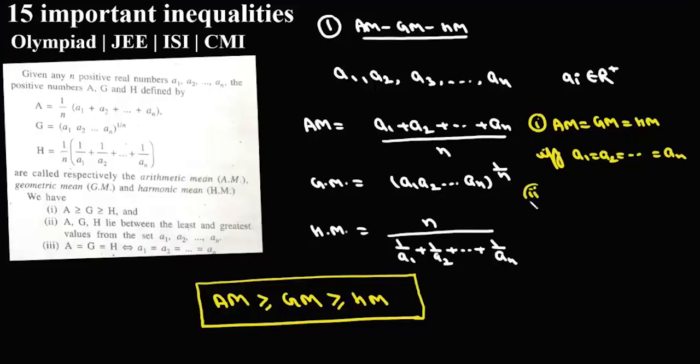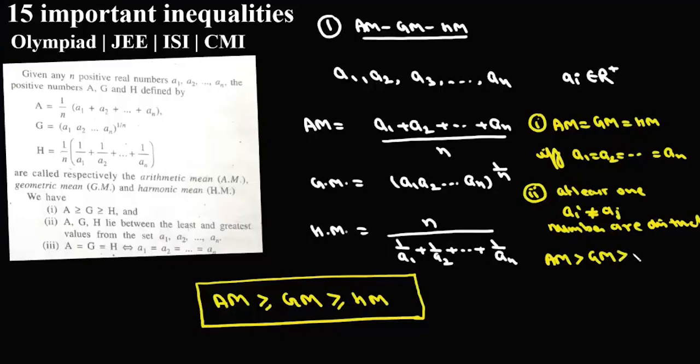And we have this second condition, when at least one ai is unequal to aj, or the numbers are distinct. So at least we have one number which is different from all other numbers. In that case, arithmetic mean is always strictly greater than their geometric mean and strictly greater than their harmonic mean.